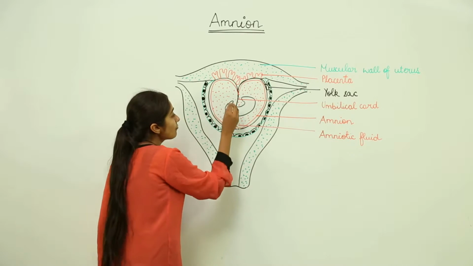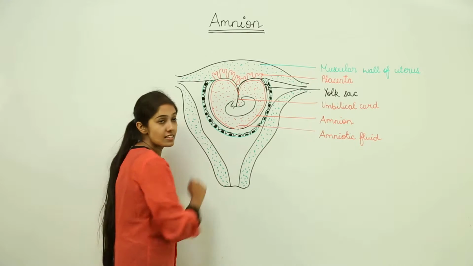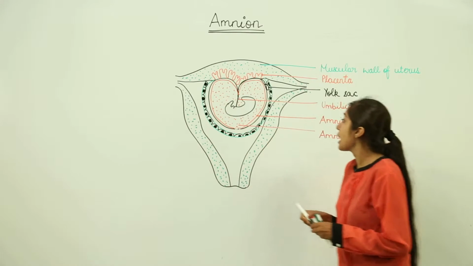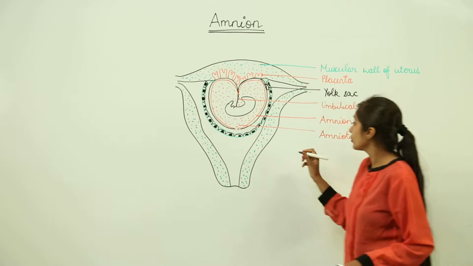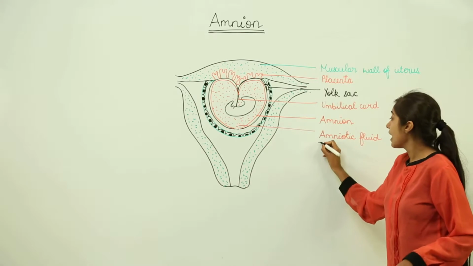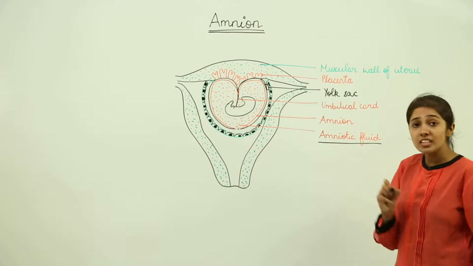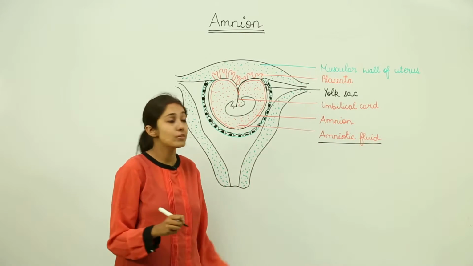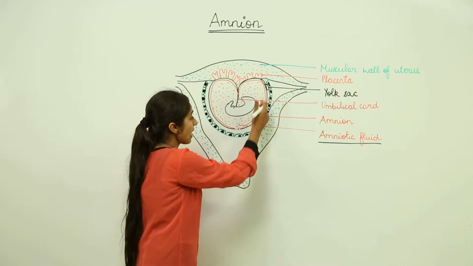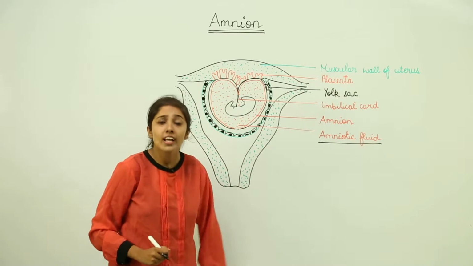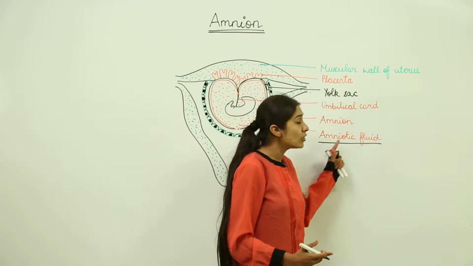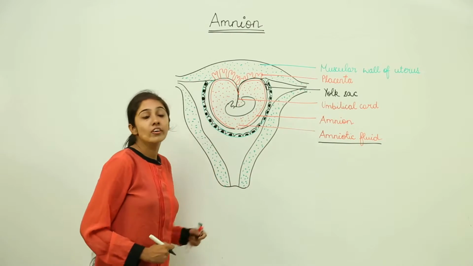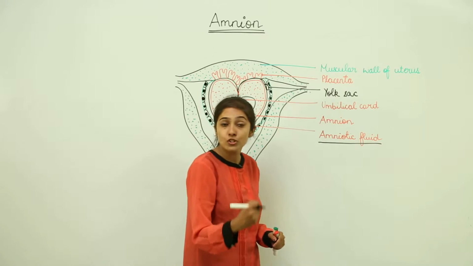Now between the fetus and this sac, this amnion, we have a fluid that we call as amniotic fluid. What do we call it as? We call it as amniotic fluid. Now this amniotic fluid is the fluid that is there between the fetus and the sac, that we call as amnion. That is why it is named as amniotic fluid. Now this amniotic fluid has many important functions, many important roles to play.